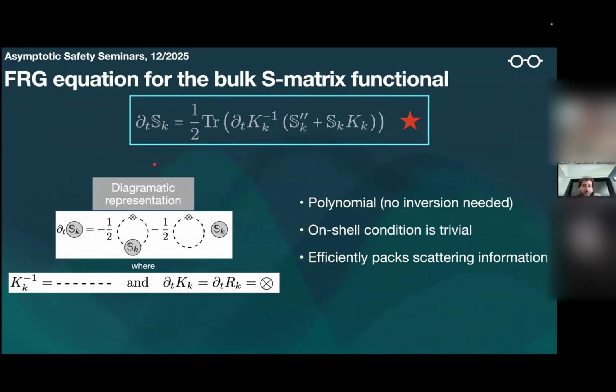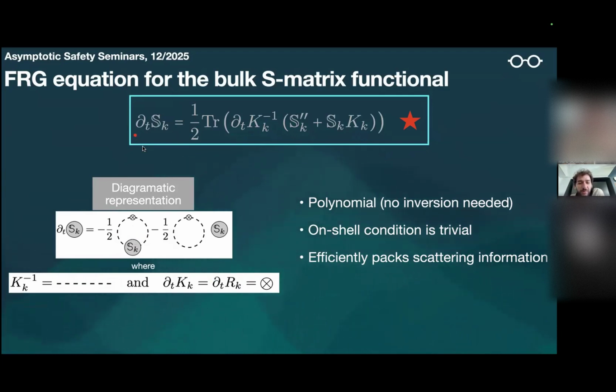So by doing that, we arrive at this, which is our main result. This is our flow equation for our bulk S matrix functional. Well, in case you prefer diagrams, here's a diagrammatic representation of this equation. Here, the dotted line is the free propagator, and we have this operator insertion, which is just the flow of our regulator. So you see that we also get some one-loop equation.